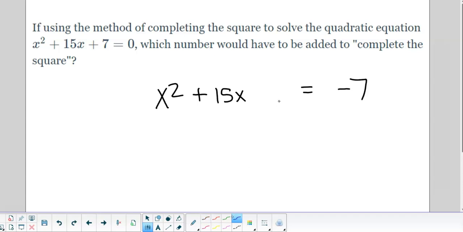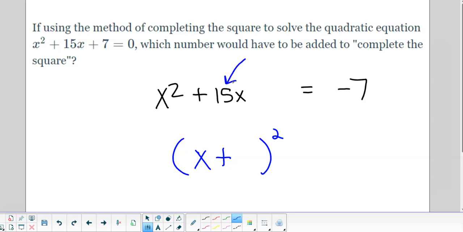And by doing that, I create a space for myself of something that I can place in here that will make this a perfect square factor. That's what I'm looking for. Something that has factors that match. And I know that because this middle sign is positive, the sign in the middle of my factor here will be positive. So to do this correctly, you have to take half of this number.